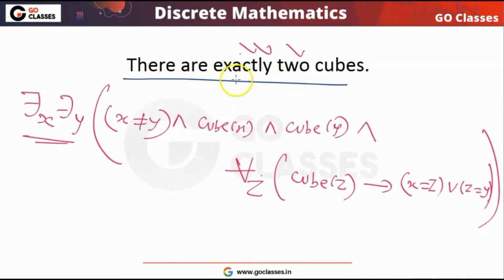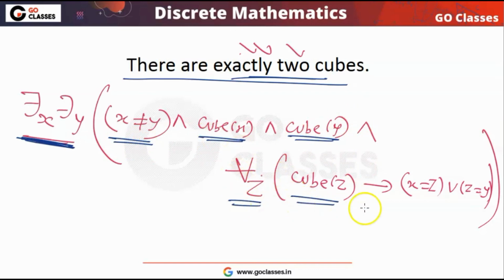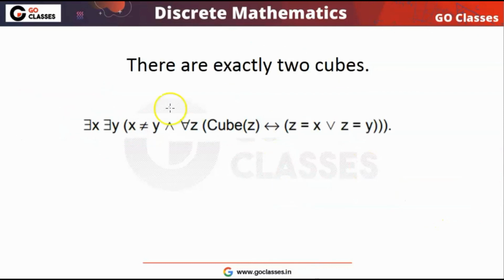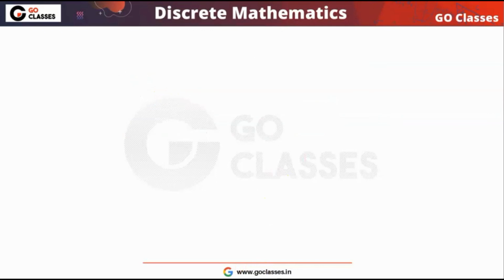Exactly two cubes means, first of all, there must be at least two cubes. There exists x, there exists y. x and y are different, and x is cube, y is cube. And for all z, if z is cube, then definitely z is either equal to x or z is equal to y. So this is the idea. Okay, so this is the point. There are exactly two cubes.